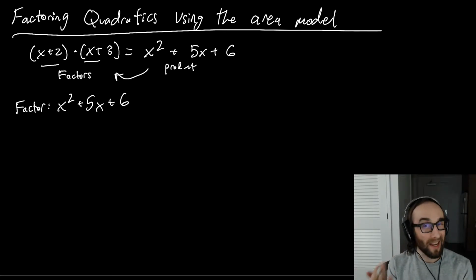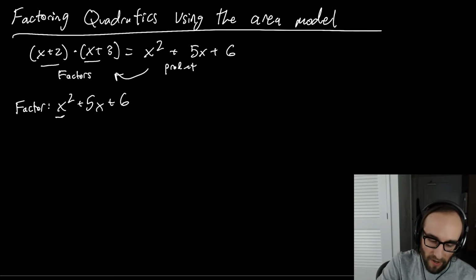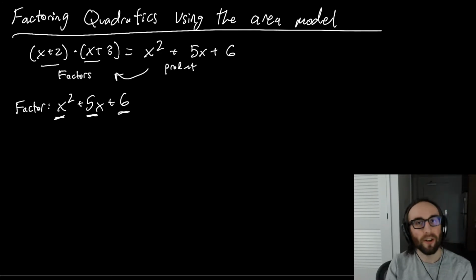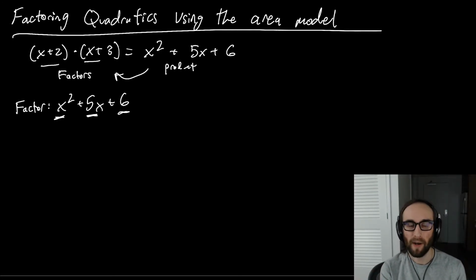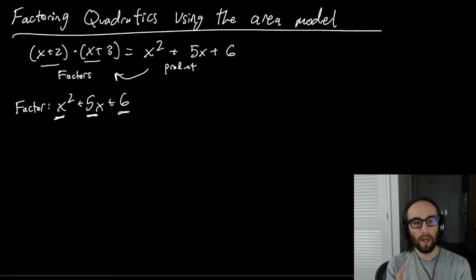And in this case, we can't just use common factors because x squared, 5x, and 6 don't share any common factors. 1 is the greatest common factor. So we can't use greatest common factors to factor here. What we're going to use instead is the area model to help us work backwards and find out what those original two factors actually were.